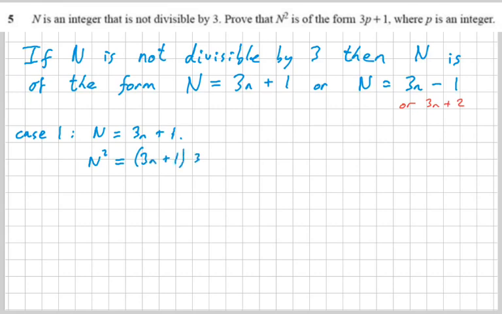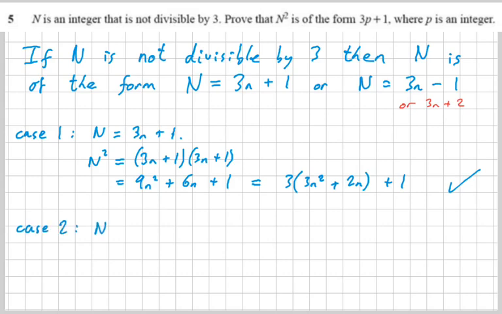So the first case, make it really clear to the examiner, this is a proof, so you set it out nicely. So case 1, I'm going to square that and we get this result, and we have to write it in the form 3 times something plus 1. So I'm just going to do that. And there it is. I don't need to write so little p equals that bracketed expression. That's really obvious. It's 3 times something plus 1. As long as I've got a good conclusion at the end, we're fine.